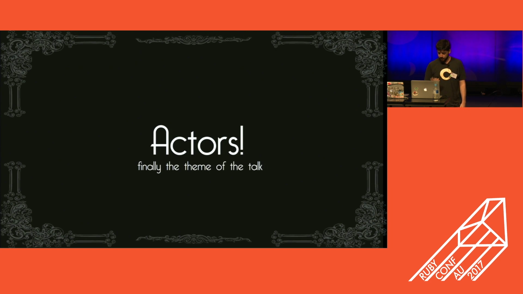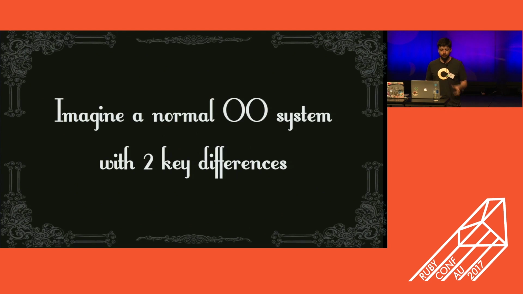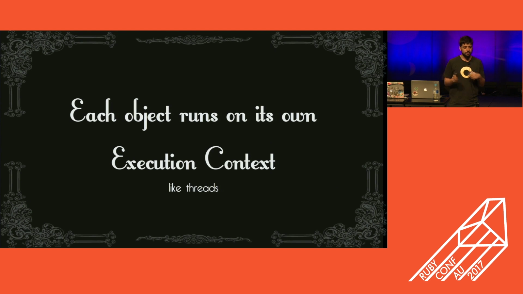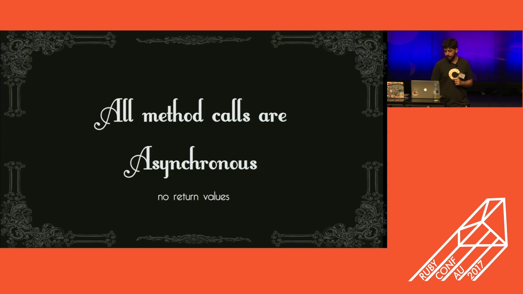A way to explain actors is to imagine a normal object-oriented system, like any app, but with two very important differences. The first is that each object runs on its own execution context. I'm using a neutral term for threads, basically. So instead of normal Ruby code where all objects run in the same thread, each one has its own little space, and it runs there. The second important difference is that all method calls are asynchronous. Imagine programming without returning values. You can't have a return value, you just send messages. If you have those two things in place, each object running in its own space and asynchronous method calls, you have an actor system.